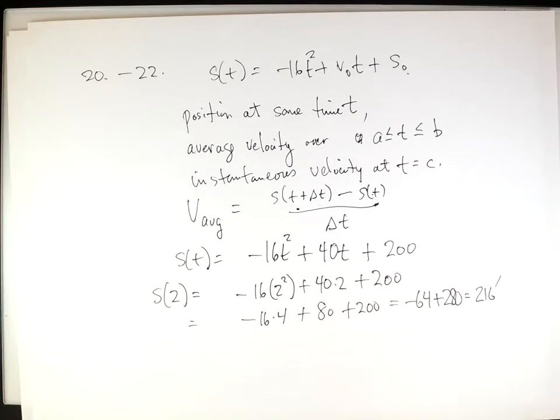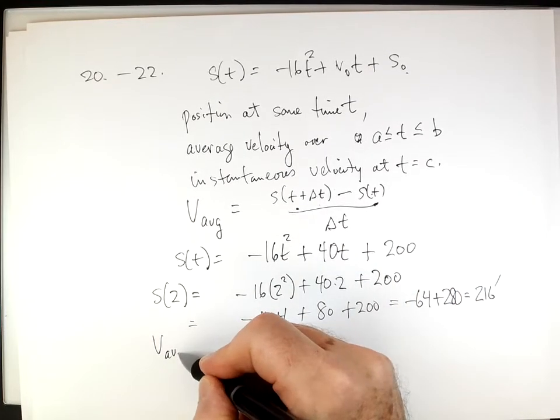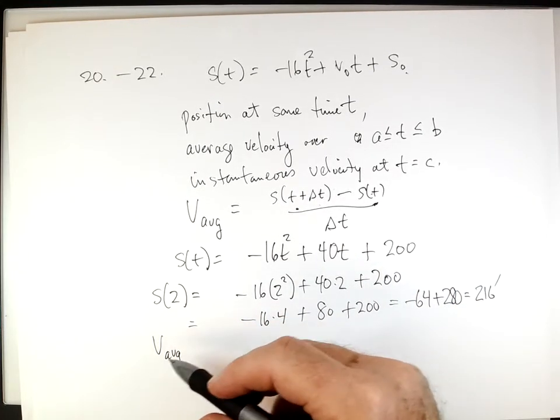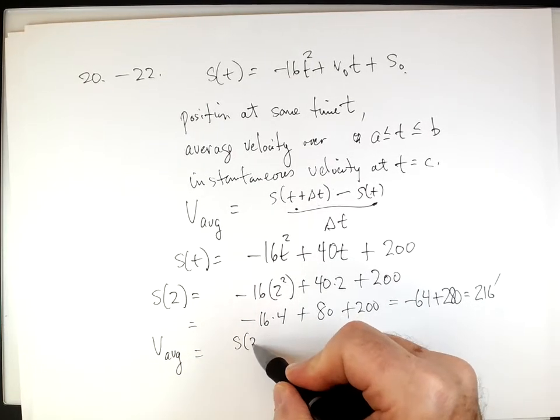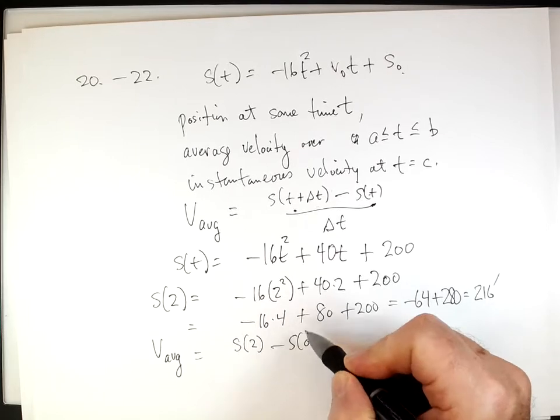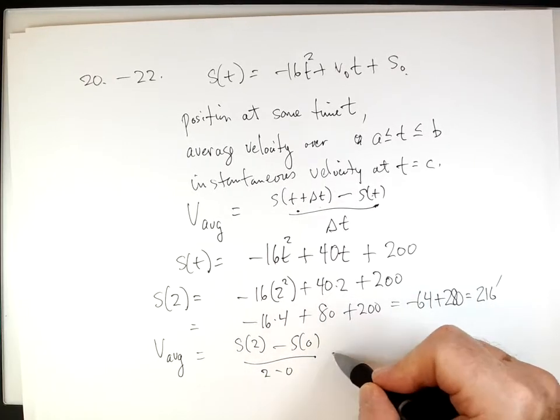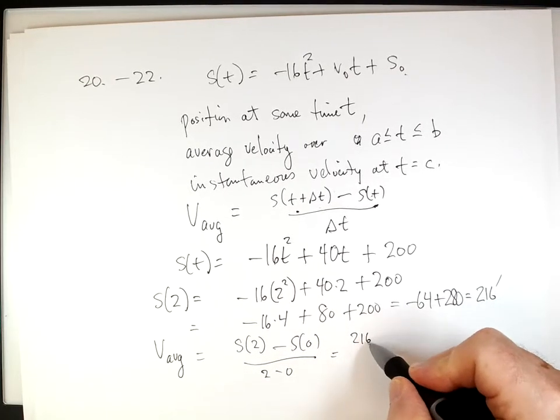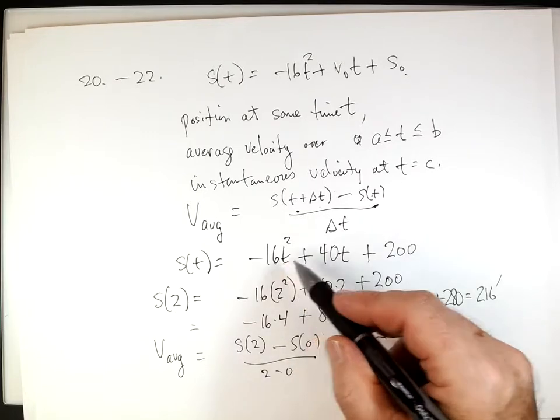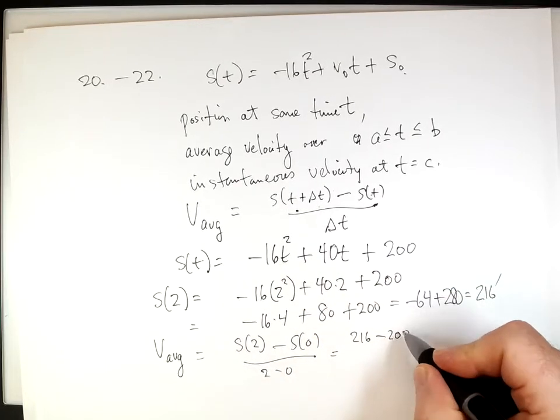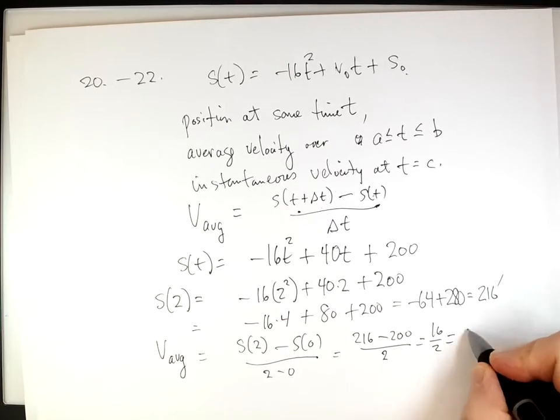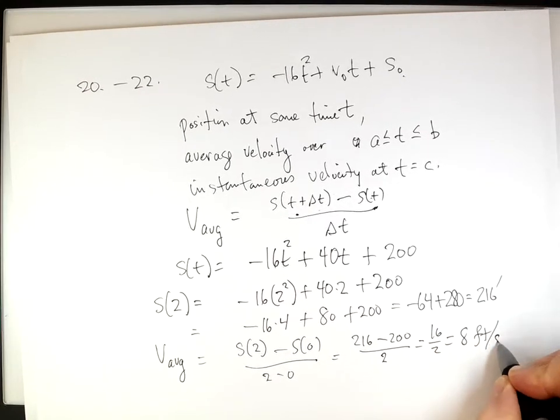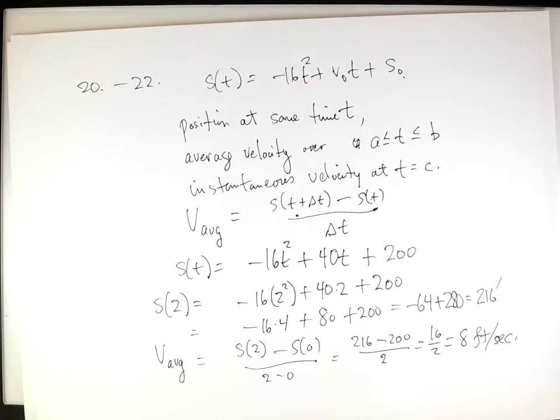Let's find the average velocity from 0 to 2. So it'd be 216 feet. What you've got to do is find the position at 2 minus the position at 0, over 2 minus 0. So it's going to be 216 minus your position at 0, which is 200. That's where it started, over the 2 seconds. 16 over 2, that's 8 feet per second. That's the average velocity over that interval of time.